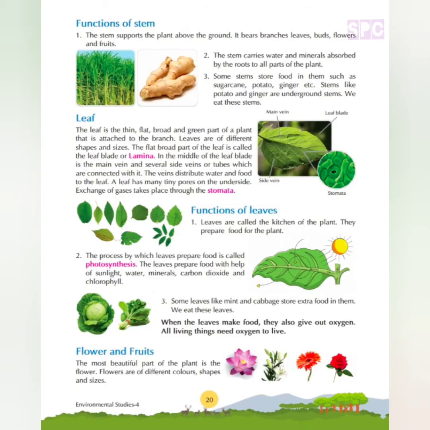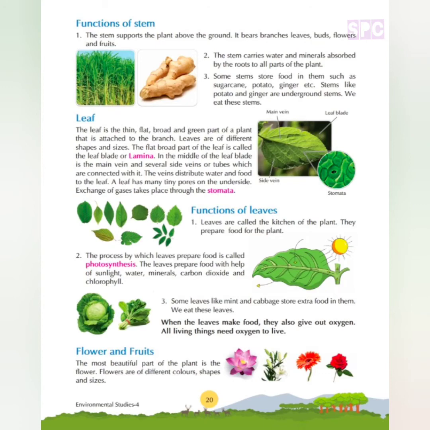The leaf is the thin, flat, broad, and green part of a plant that is attached to the branch. Leaves are of different shapes and sizes. The flat, broad part of the leaf is called the leaf blade or lamina. In the middle of the leaf blade is the main vein and several side veins or tubes which are connected with it. The veins distribute water and food to the leaf.